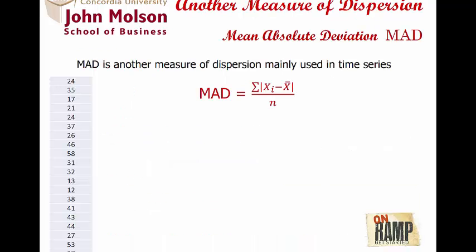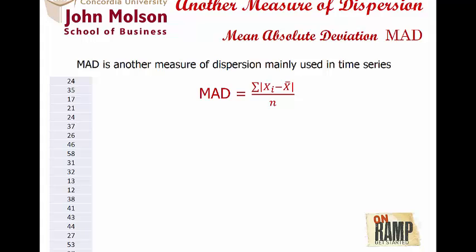Another measure of dispersion, which is used mainly in time series, is called the MAD, the mean absolute deviation. When we introduced the variance and saw that I have to take each observation minus the mean and square it and then add them up, one could have thought, why don't I take only the absolute value instead?